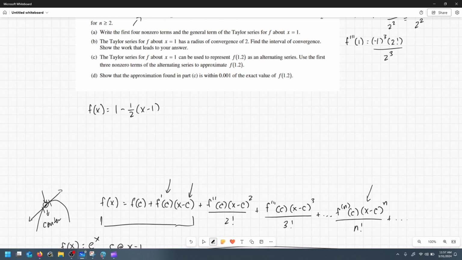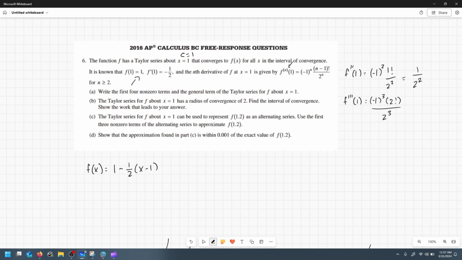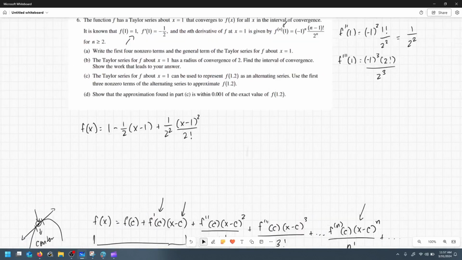And so we just get x minus 1 to the first power. Then your second derivative is 1 over 2 squared. You could write that as a 4, but I like to keep it as 2 squared to better help me see the pattern, to see what's going on in each consecutive term. And then we're going to get x minus 1 to the second. And of course, we always divide by n factorial. So in this case, if it's squared, on the bottom we have 2 factorial.